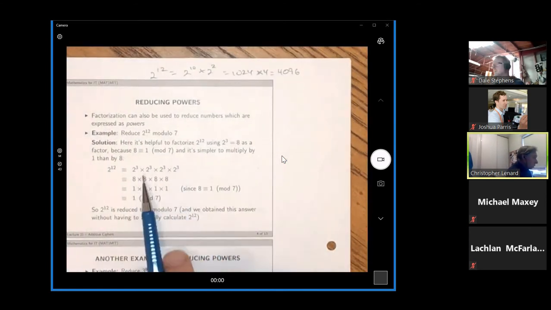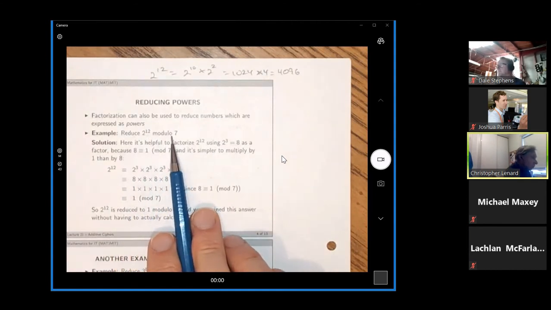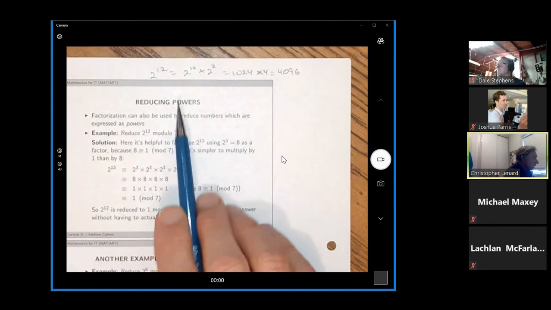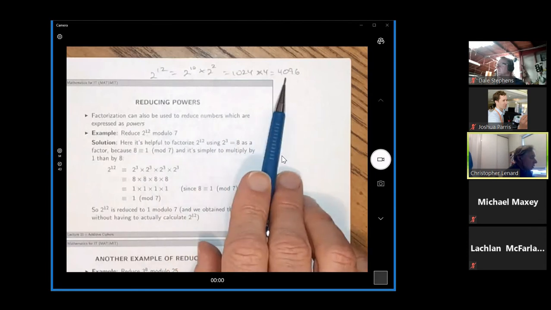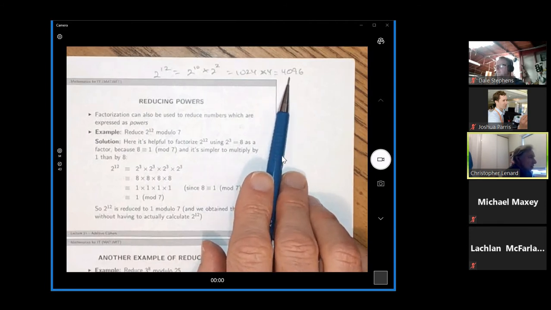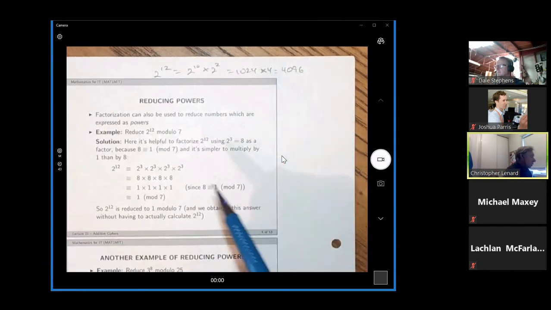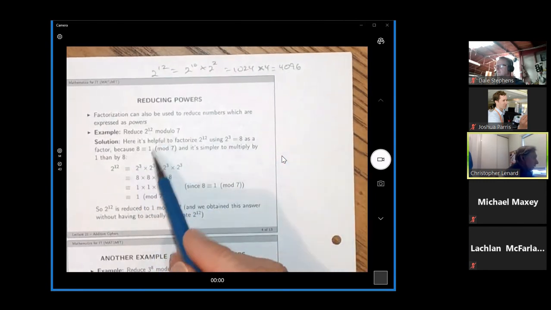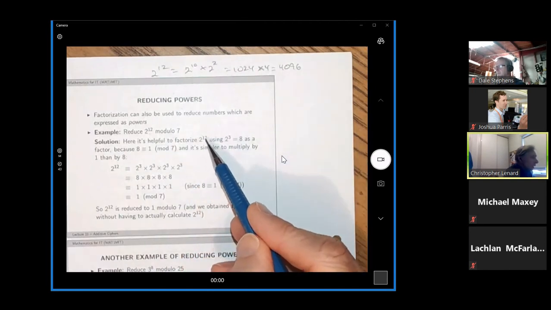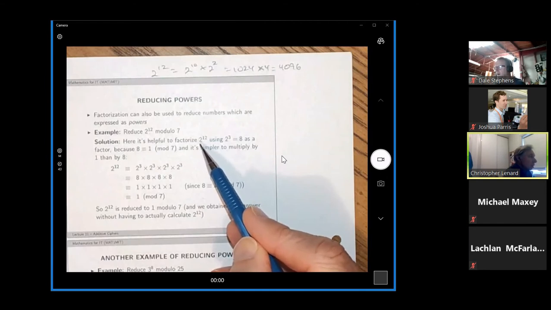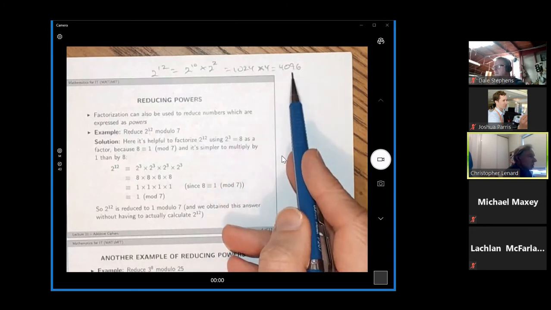Okay, so 4,096 modulo 7. Now, what you notice here is that I began with, what is 2 to the 12? And I've got 4,096. Now, while that's true, it isn't absolutely necessary to do that. What you could do is, and this is what's happening here, let's take 2 to the 12, and without working out what it is, let's see if we can factorize it into something a bit simpler without actually knowing that it's 4,096.